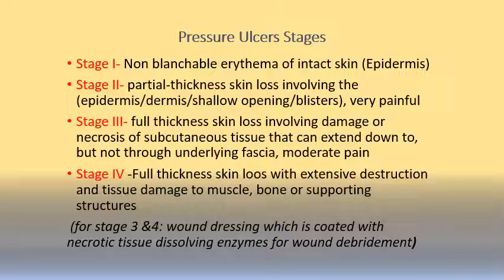Stage number 4 is full thickness skin loss with extensive destruction and tissue damage to muscle, bone, or supporting structures. So for stage 3 and 4, use a wound dressing coated with necrotic tissue dissolving enzymes for wound debridement.